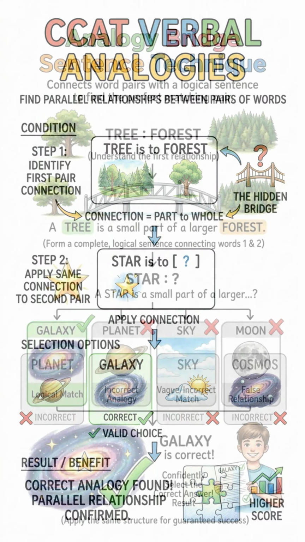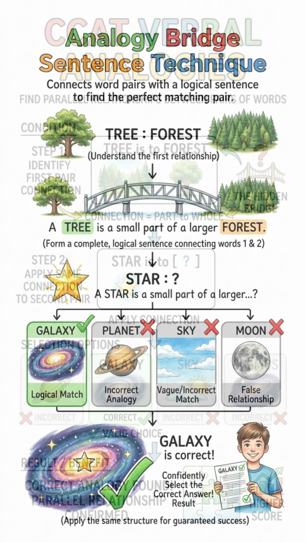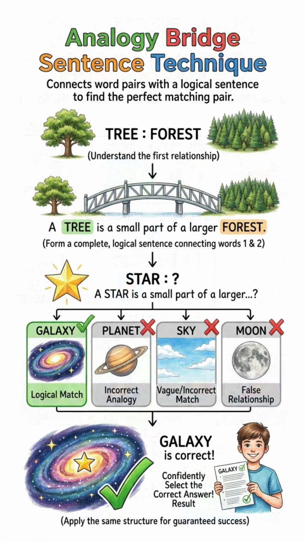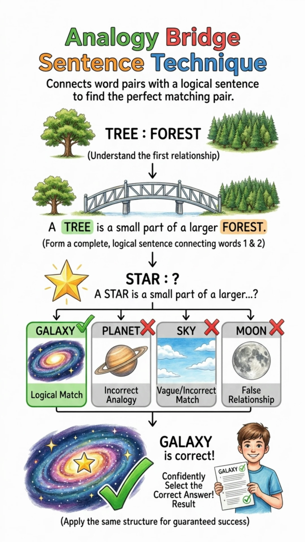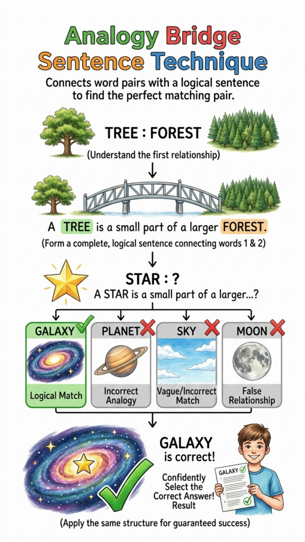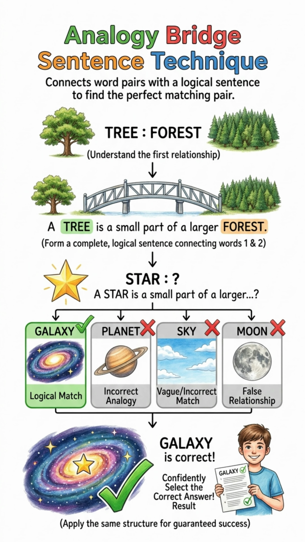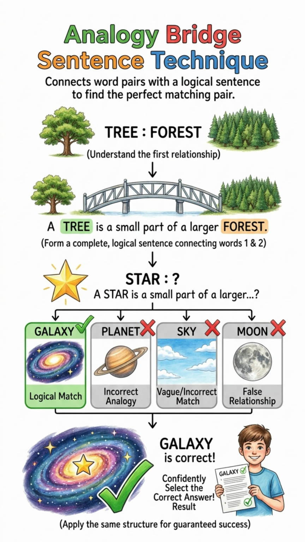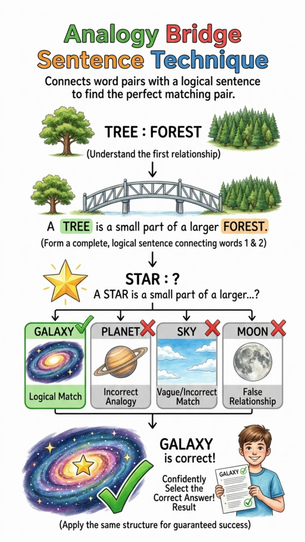To solve analogy questions flawlessly, you should always use the bridge sentence technique. You simply create a short, logical sentence that perfectly connects the first two words together. Using our previous example, your bridge sentence would be, a tree is a small part of a larger forest. You then take the third word, star, and plug it into the exact same sentence structure. A star is a small part of a larger galaxy, making galaxy the clear and undeniably correct answer.